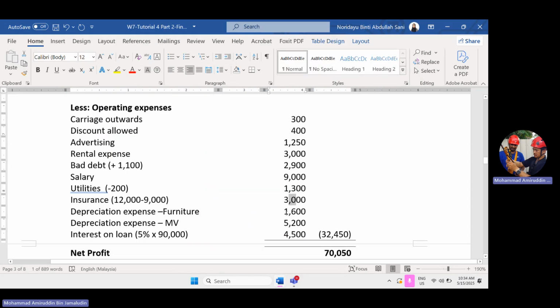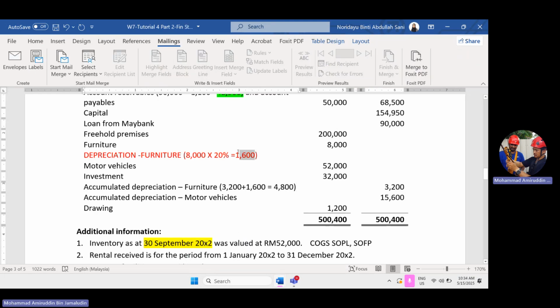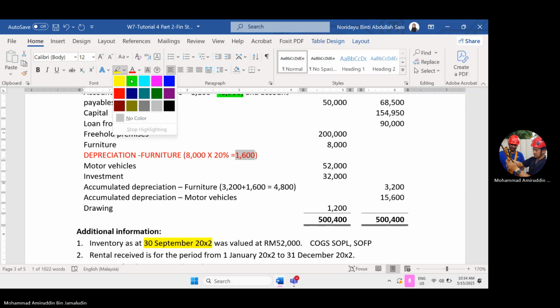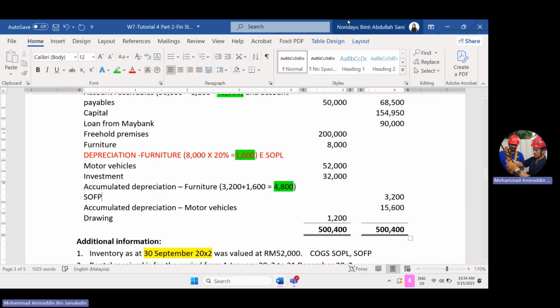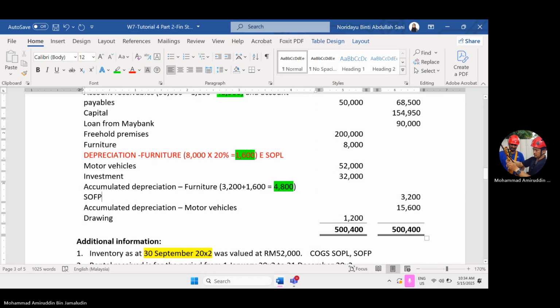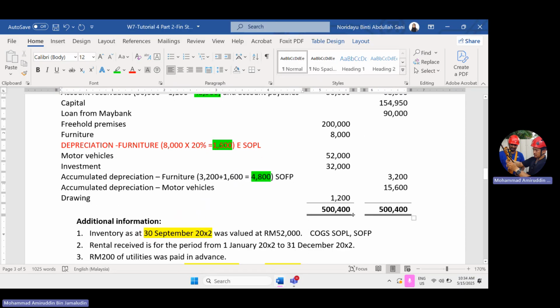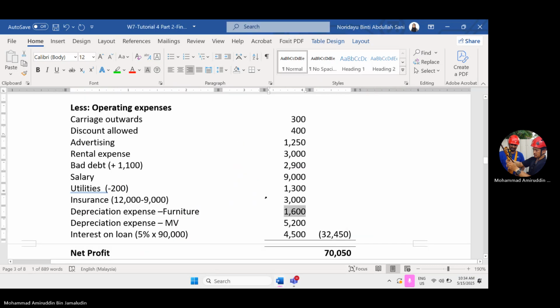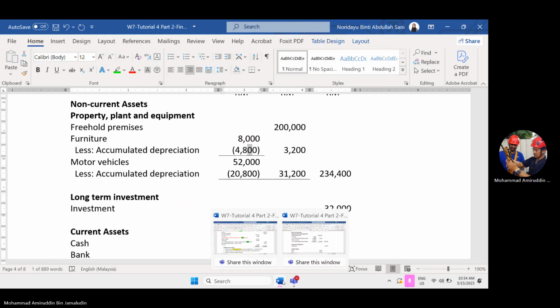So furniture expenses 1,600. And this one, 1,600 go to expenses. And then your accumulated depreciation is 4,800 for your SOFP. This one go to expenses SOPL. This one go for SOFP. Accumulated depreciation, 4,800. Okay.